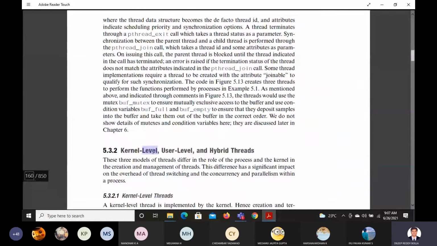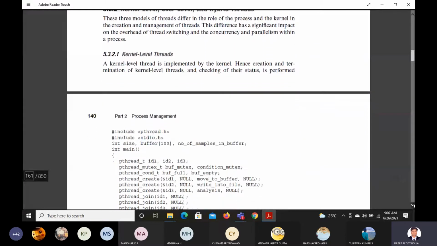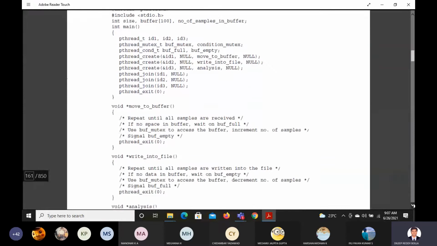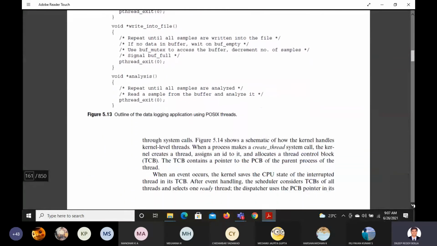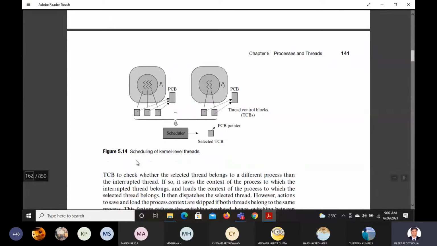Yeah, this one. Kernel level and user level threads. What to understand here? This coding part may not be required. Kernel level threads, what they are. So this you can explain. Scheduling, how it is being done in kernel level threads.